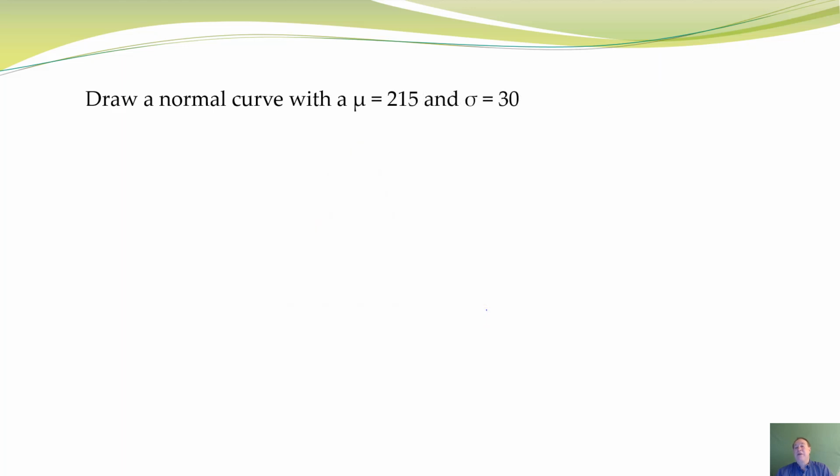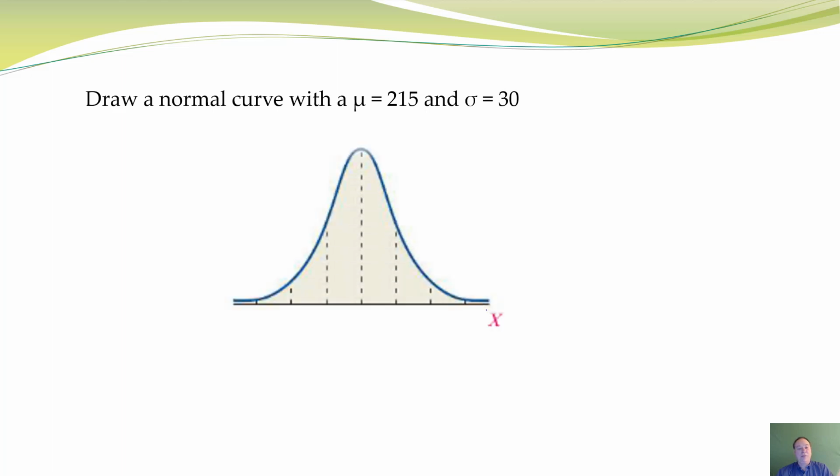Now, what about where the mean is 215, standard deviation is 30? Well, again, you just draw the bell-shaped curve with the mean in the center and standard deviations 3 each way. So 215 would be in the center. Add 30, 245. Subtract 30, 185. Keep adding 30, 275, subtract 30, 155. Add 30, 305, subtract 30, 125. This would be the normal curve of mu equals 215, sigma equals 30.